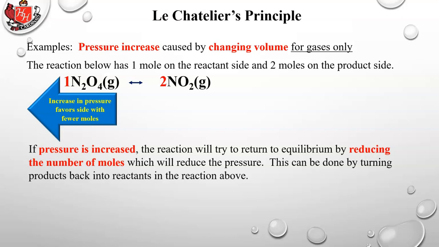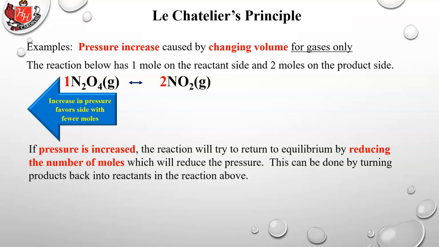Okay, so there's you and there's the reaction. And suddenly there's that reaction, it's in its happy place, it's in equilibrium, and suddenly you say, I'm going to increase the pressure. How could you do that? You could do it by reducing the volume and squeezing the molecules closer together. So that's one way you could do it.